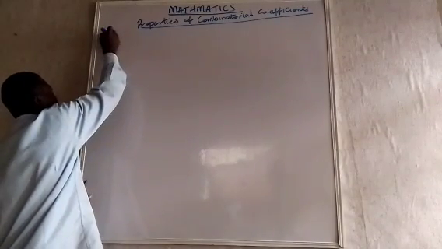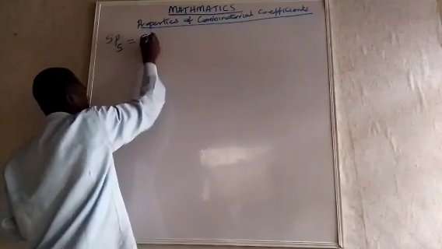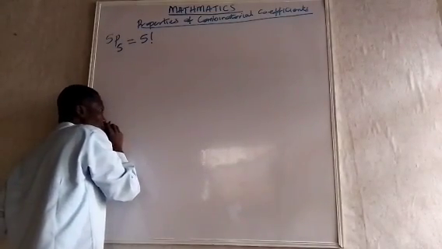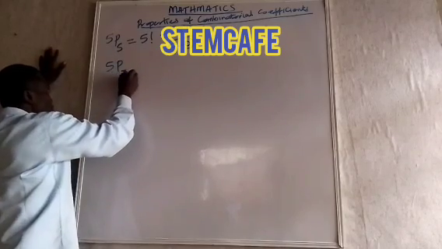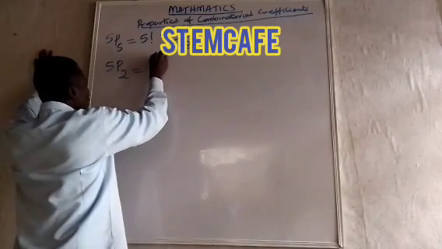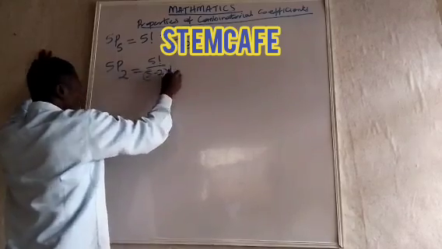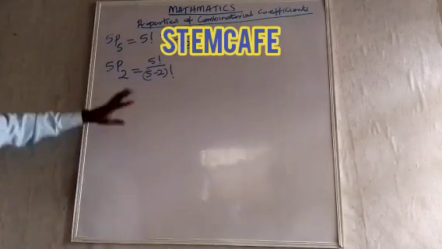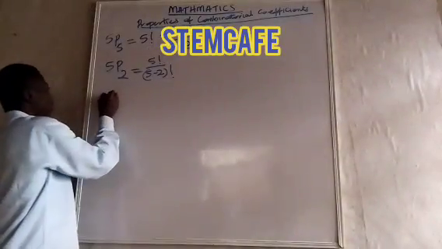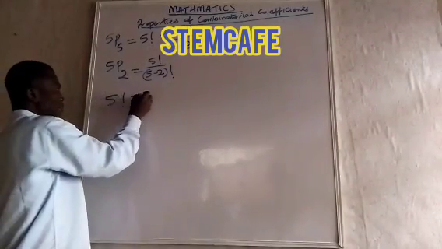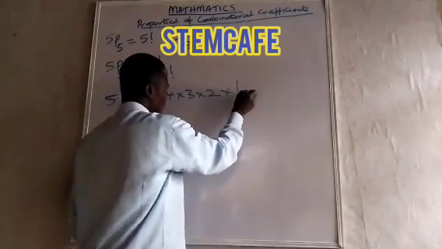We know that when we have something like this, 5P5 is going to be 5 factorial. Or when we have 5P2, we are going to have it like this: 5 factorial over 5 minus 2 factorial. That is when you are selecting 2 out of 5. So, we have seen that 5 factorial will be 5 times 4 times 3 times 2 times 1.